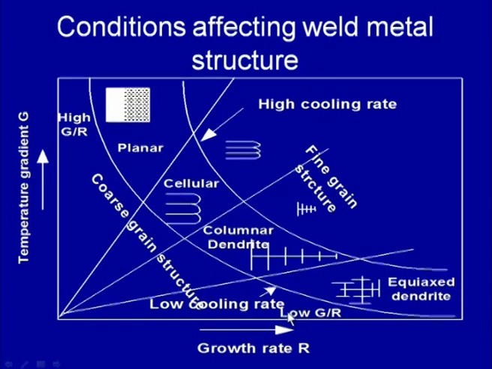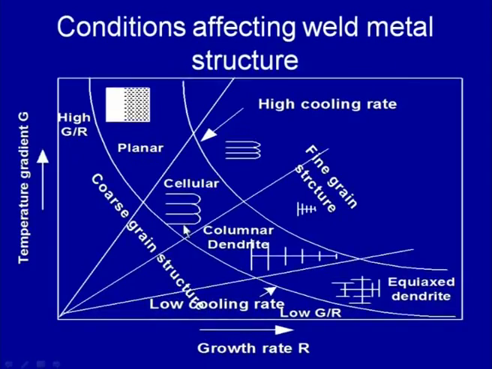If we consider a very low value of G and a high value of R, then we get the equiaxed grain structure, where the grains will be like this. In between we will have the cellular structure like this and the dendritic structure like this. Higher cooling rates result in a finer grain structure as compared to that obtained under low cooling rate conditions. So, basically G and R significantly dictate the kind of solidification which will occur.